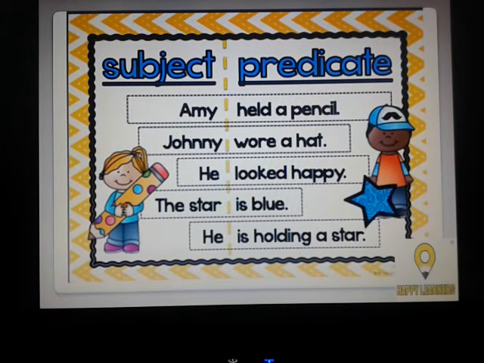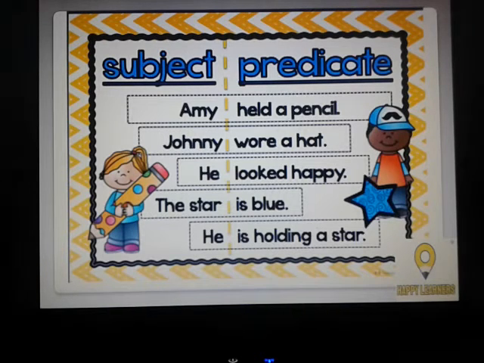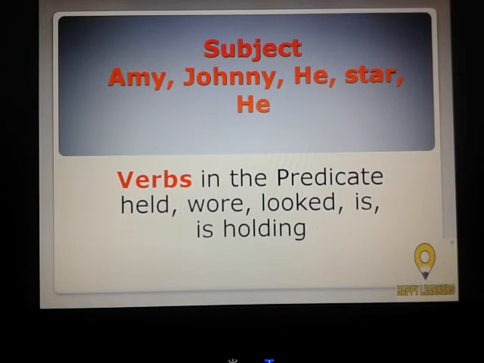So now we have some examples. Amy held a pencil. Johnny wore a hat. He looked happy. The star is blue. He is holding a star. Now the words Amy, Johnny, he, the star and the pronoun he are all the subjects. Whereas the predicate part is the other half of it containing the verb. So the verbs would be held, wore, looked, is holding.